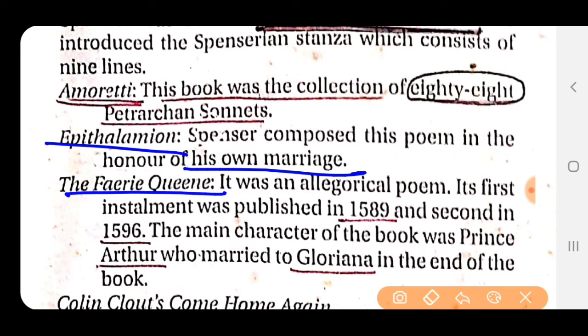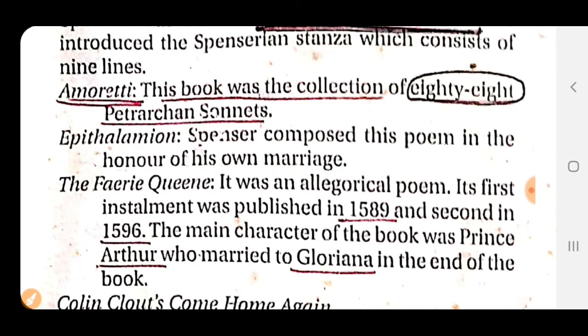Faerie Queene. It was an allegorical poem. Its first installment was published in 1589 and the second in 96. The main character of this book was Prince Arthur, who marries Gloriana at the end of the book.